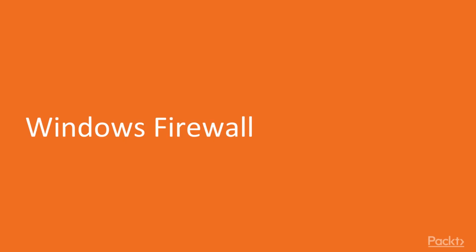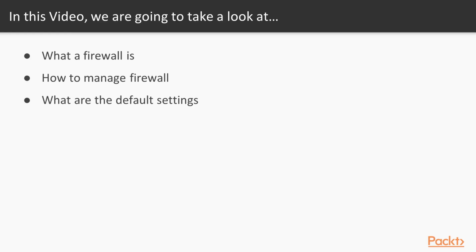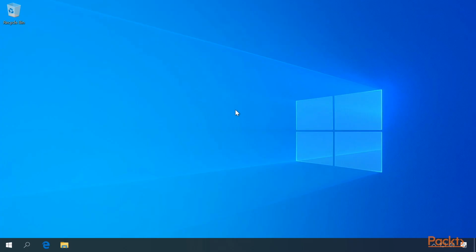This video is on Windows Firewall. In this video, we will look at what a firewall is, how to manage the firewall, and what settings are default. First, what is a firewall? A firewall protects your computer by blocking unauthorized incoming connections while allowing authorized outgoing access.